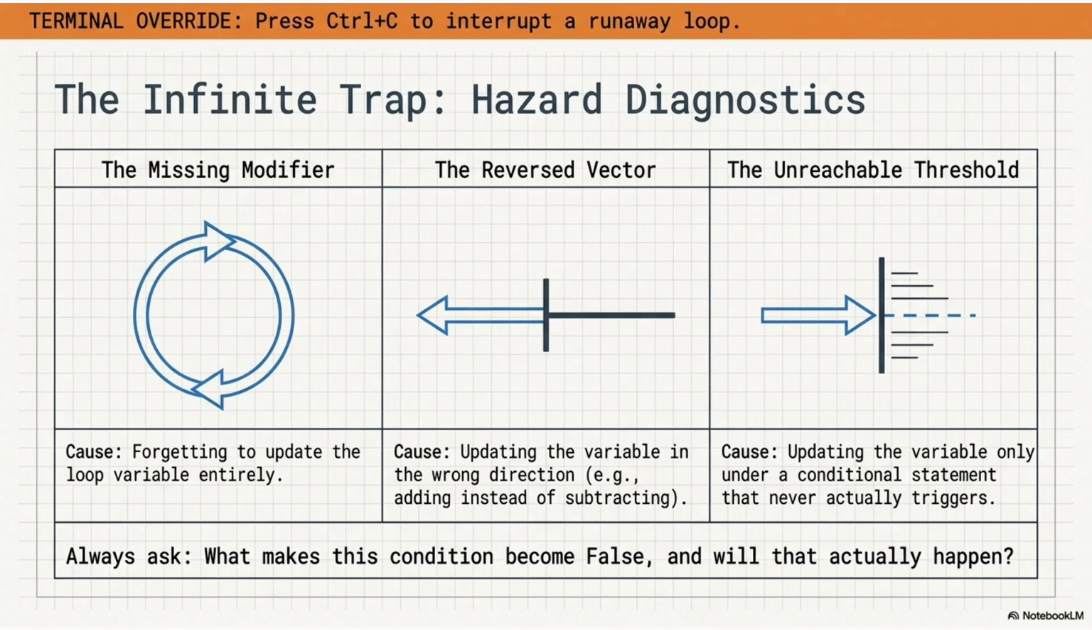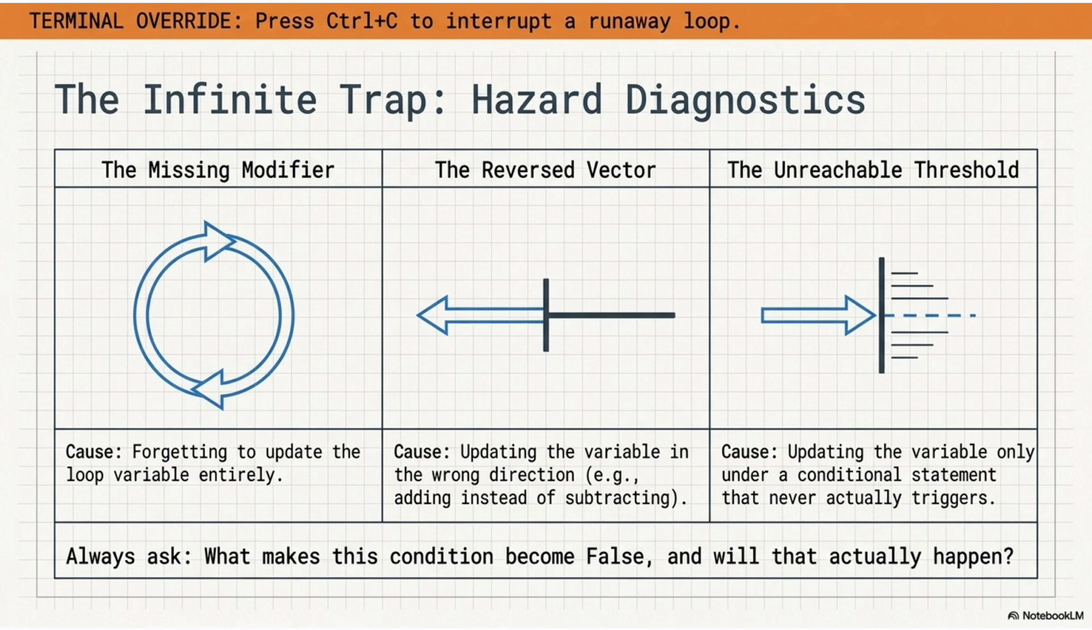This slide diagnoses the 3 root causes of infinite loops, the most common bug in while loop programming. Note the terminal banner: press Ctrl-C to interrupt a runaway loop. The 3 failure modes are precisely named. The missing modifier. You simply forgot to include the line that updates the loop variable at all.